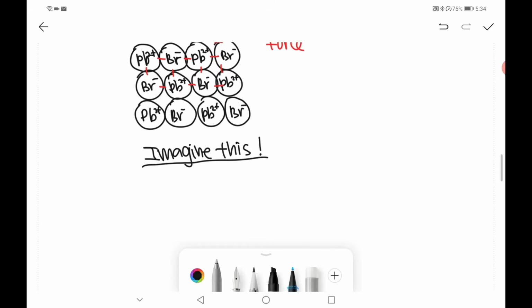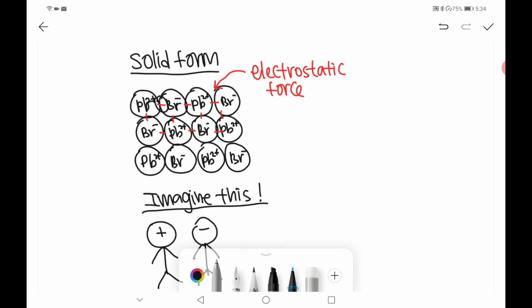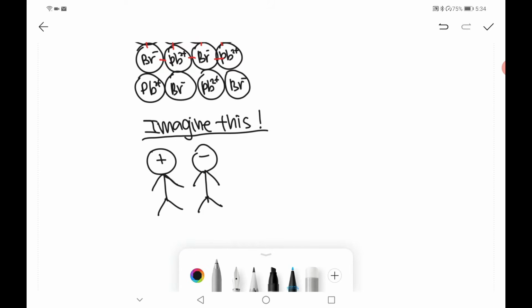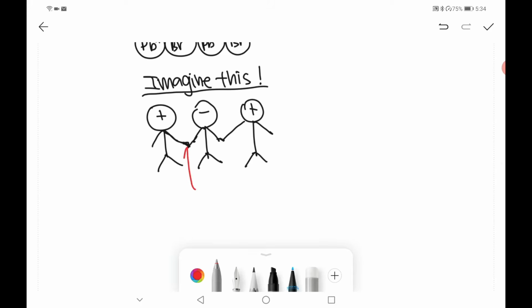So in solid form, all the ions stick together like this. This is a positive ion, this is a negative ion. There is a force of attraction, they glue together. You can imagine they hold their hands together. Here is another ion, so they hold hands again. This holding hands is your electrostatic force. When they hold hands together, they stick together by electrostatic force, and this electrostatic force lets them stick together so they cannot move.